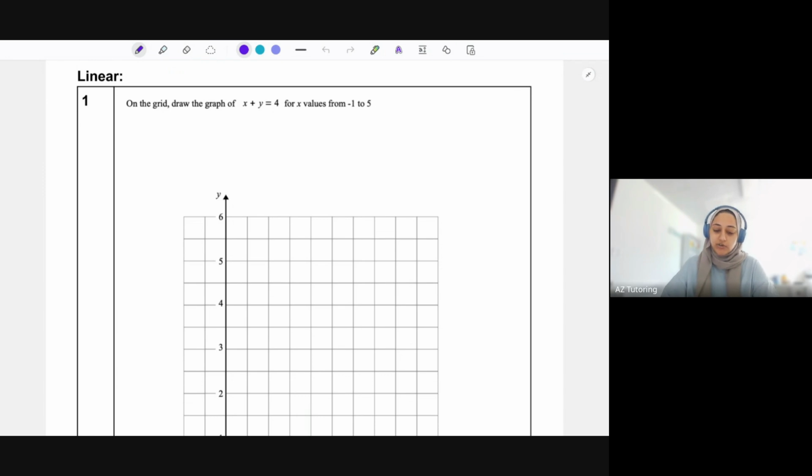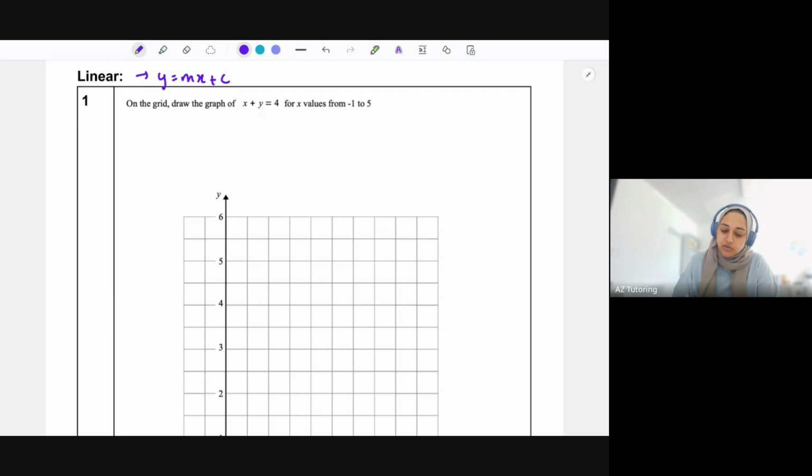We'll start off with linear graphs first. Remember, linear graphs are of the form y equals mx plus c, where m is the gradient, so how steep the line is. If it was like that, that's positive. If it's going downwards, that's a negative gradient. So that's how steep the line is. c is the y-intercept, so where it's crossing the y-axis.